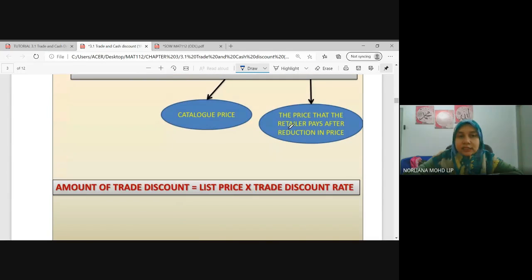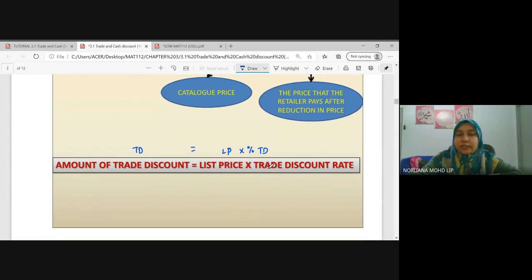Okay, and then this is another calculation to calculate the amount of trade discount. Okay, so the list price multiply with the discount rate. Trade discount equal to the list price times the percent of trade discount. Berapa persen trade discount? Berapa persen discount?